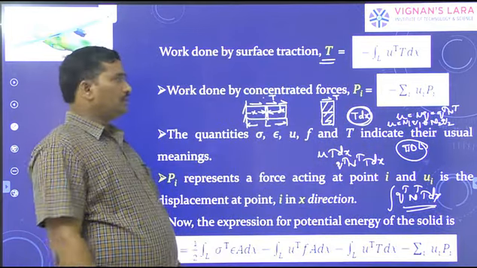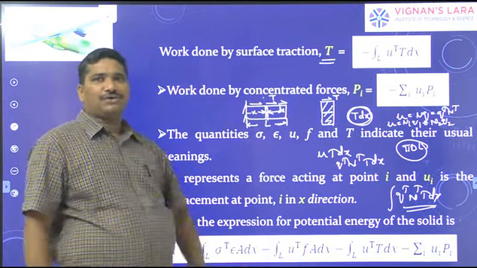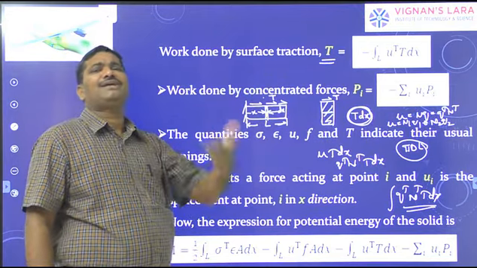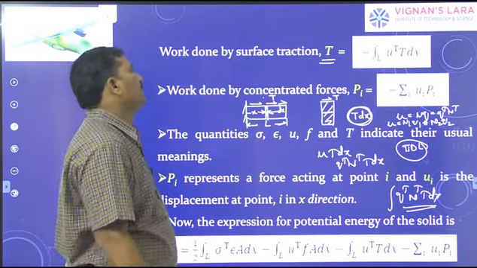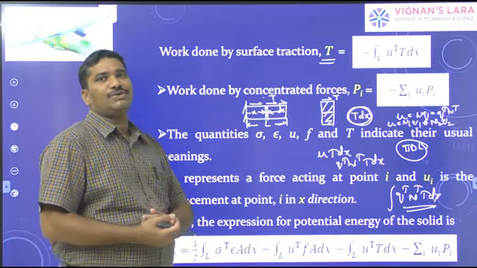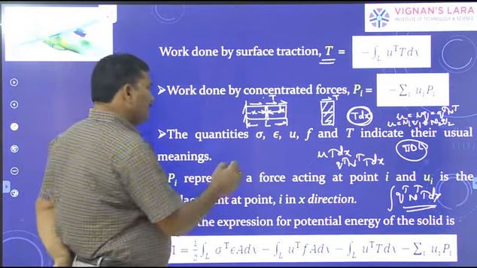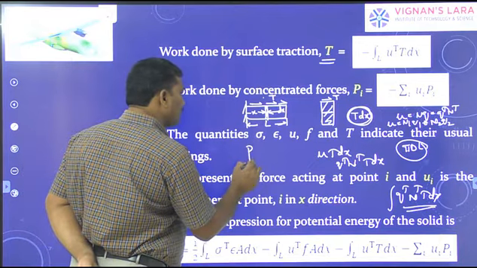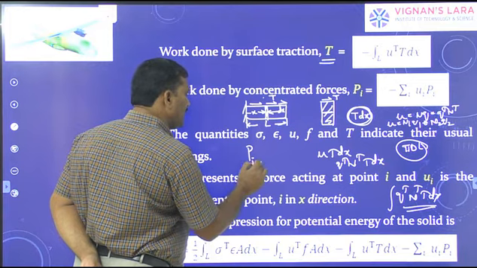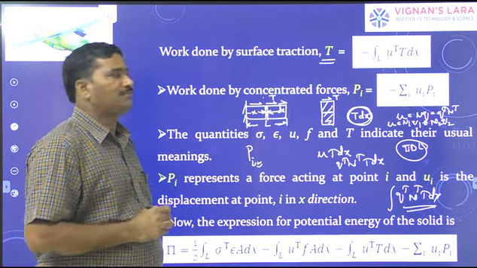Next, what are the other forces? The other forces are simply concentrated forces. Concentrated forces are denoted by, say, Pi. How do I understand Pi? Pi is the concentrated force acting at node i.